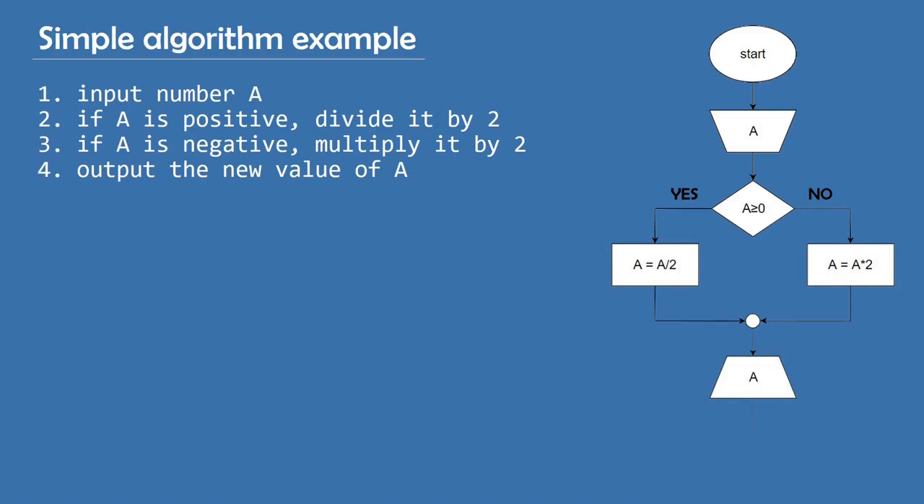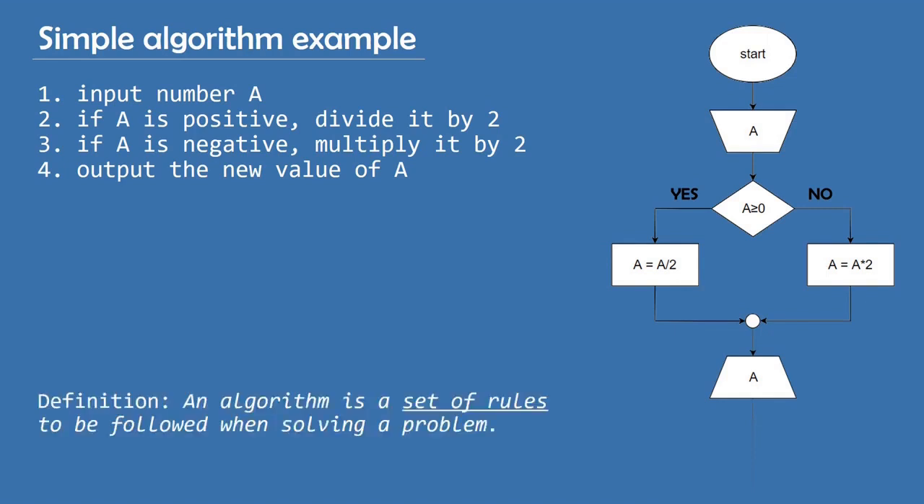By presenting this problem with an algorithm, we've broken down the problem into 4 simple steps. By completing these steps, you solve the problem for any given number. In conclusion, we can say that an algorithm is a set of rules to be followed when solving a problem. Anyway, these flowcharts and blocks are just a standardized way of showing your thinking process while solving a problem.